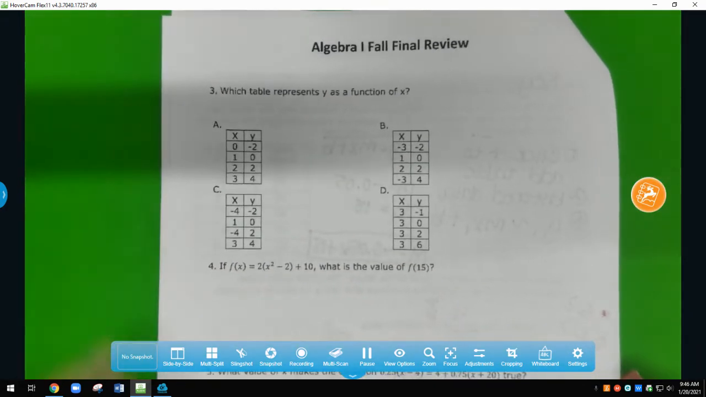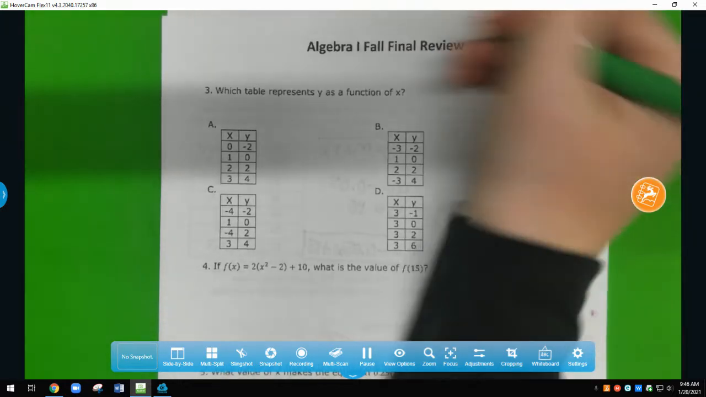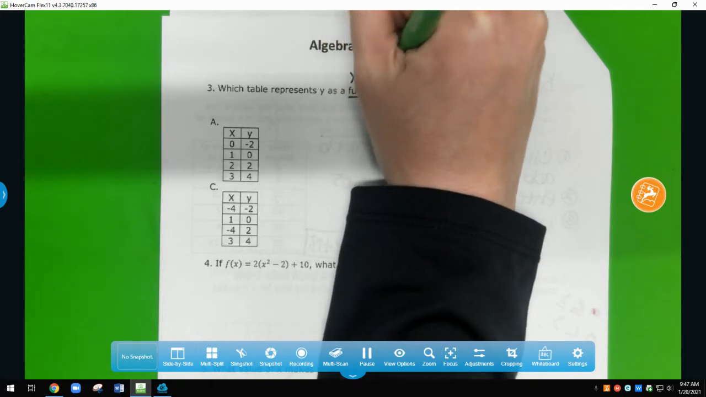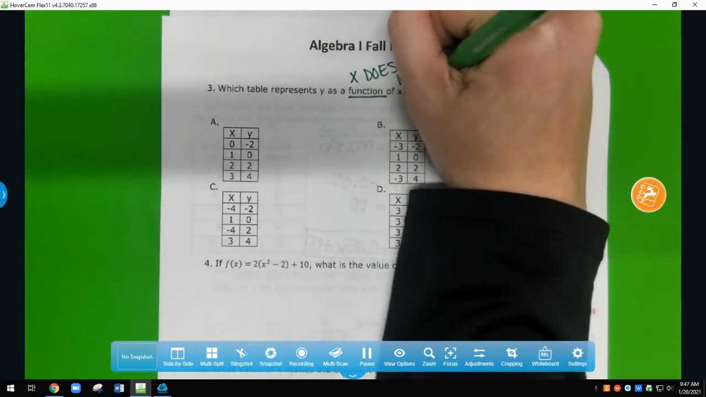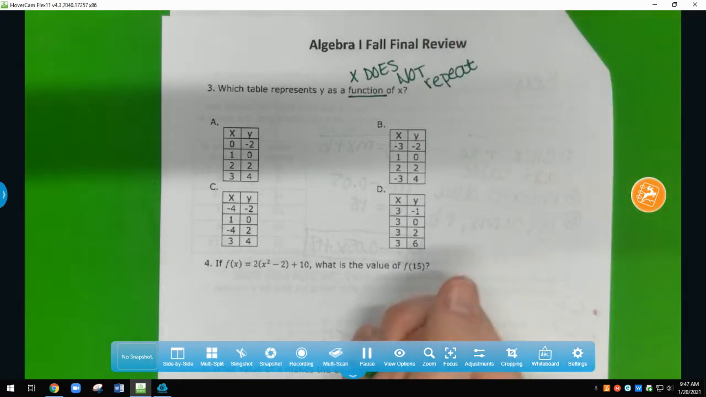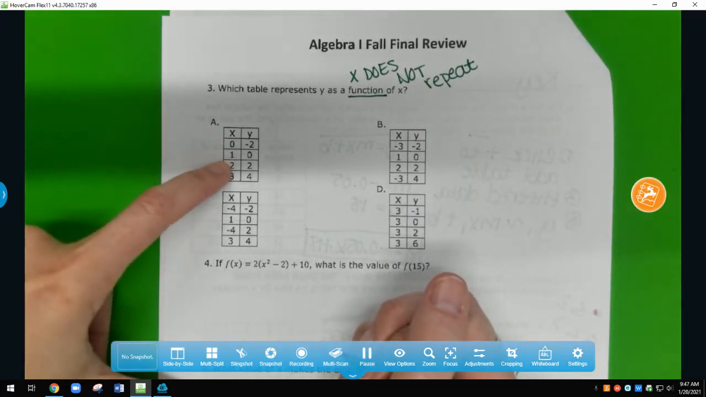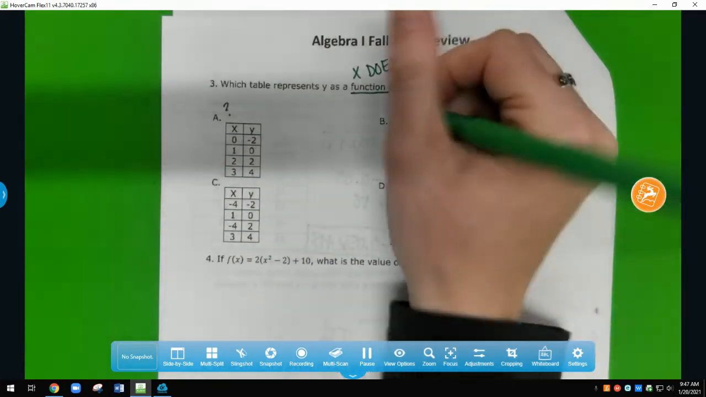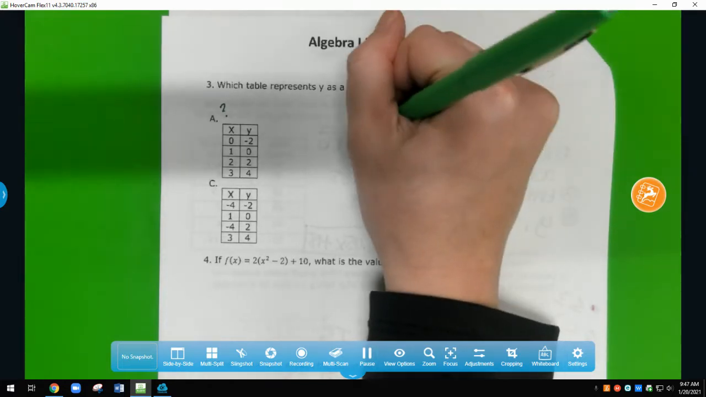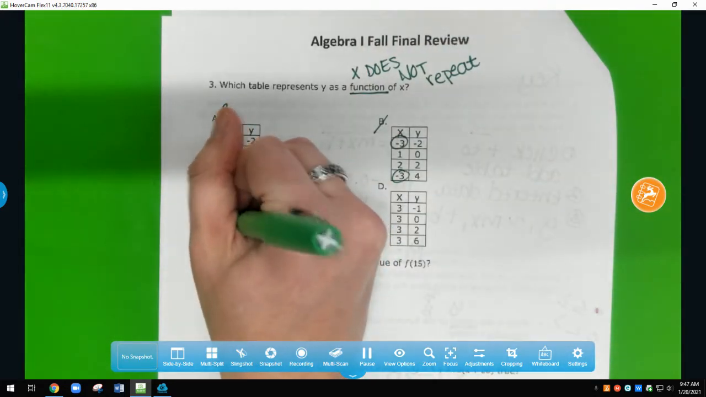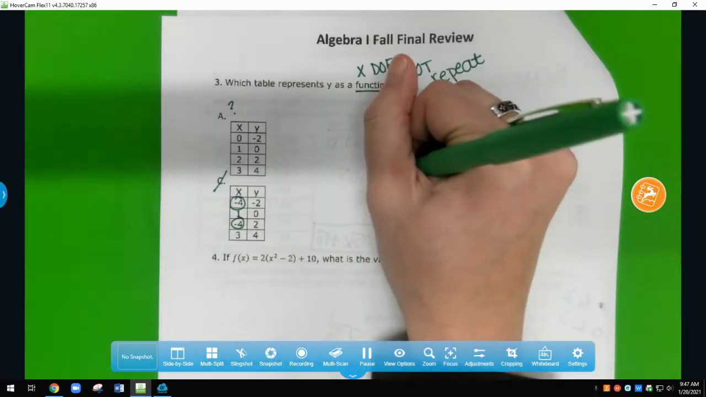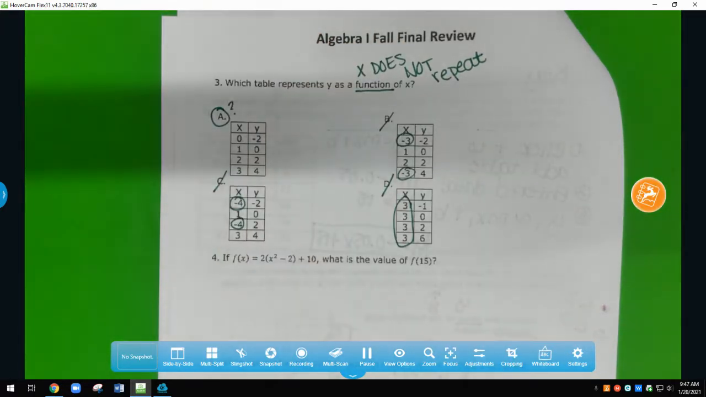All right. Which table represents y as a function of x? So in order for it to be a function, x does not repeat. So I'm just focused on this x column. Okay, this one is a very good option because none of the x's repeat. On B, the -3's repeat, so that's out. On C, the -4's repeat, so that's not a function. On D, all the x's are the same, so that's out. So our option is A.